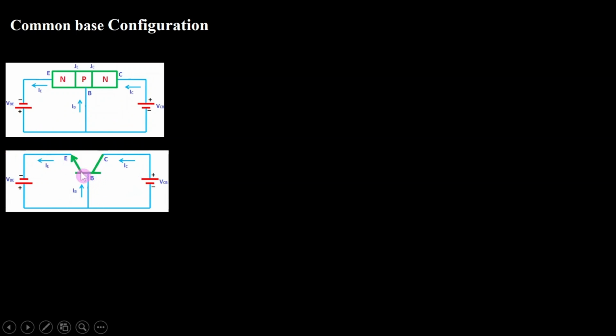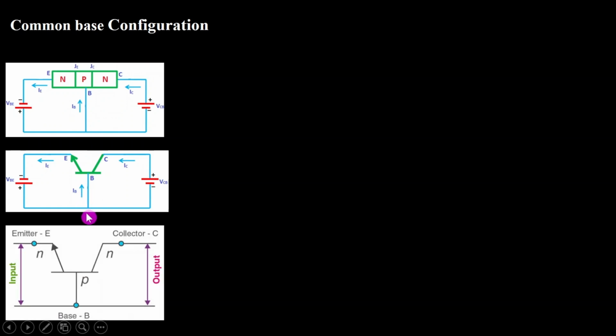This symbol actually represents the NPN transistor, because here the line from the base is towards the emitter. And as I have discussed in the previous lecture, if the arrow is towards the emitter, that represents that in the base we have the p-type semiconductor material. Okay, so this is the same diagram as this, but here it is the symbolic representation. This is the circuit diagram for this arrangement.